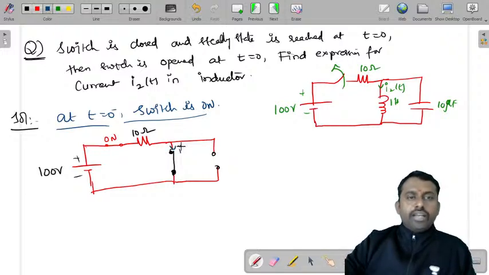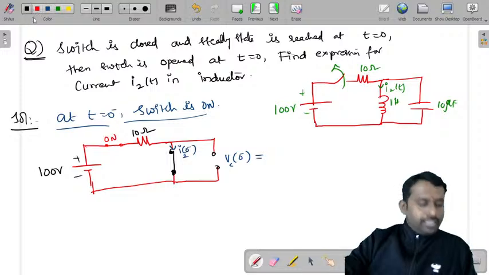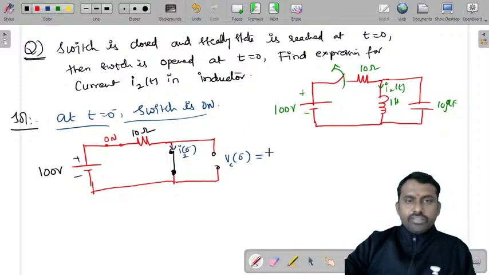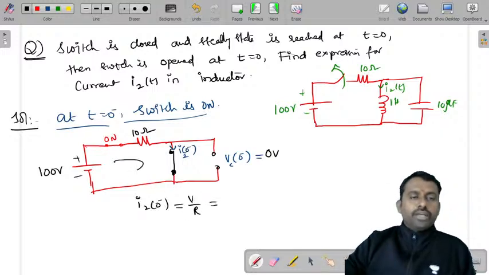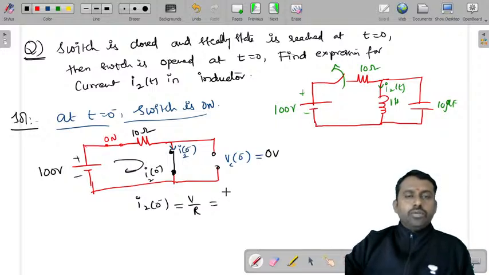Now here you have I of 0 minus value, I2 of 0 minus. So this is VC of 0 minus. Because there is a short circuit present here, VC of 0 minus will be 0 volts. What is I2 of 0 minus? It is equal to V by R. Here you have a closed path, right? So I2 of 0 minus is equal to V is 100 by R value is 10. So this will be 10 amperes.